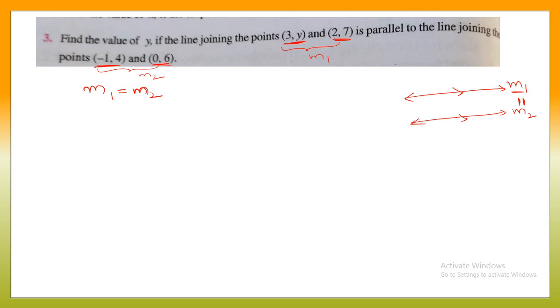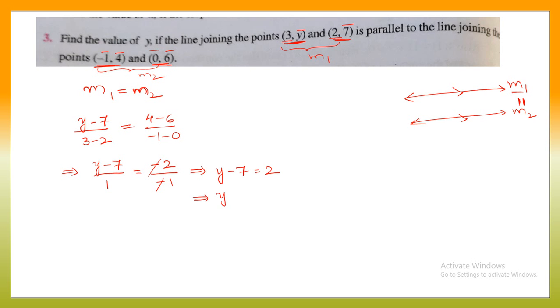So writing down the slopes, what is the value? y minus 7 by 3 minus 2. So y1 minus y2 by x1 minus x2 is equal to, what about m2? y1 minus y2, which is nothing but 4 minus 6 by x1 minus x2, so minus 1 minus 0. Now on simplification, this gives me y minus 7 by 3 minus 2 is 1, equal to 4 minus 6, sorry, 4 minus 6 is minus 2, divided by minus 1. So this minus minus gets cancelled. Now from this what I am going to get: y minus 7 is equal to 2.